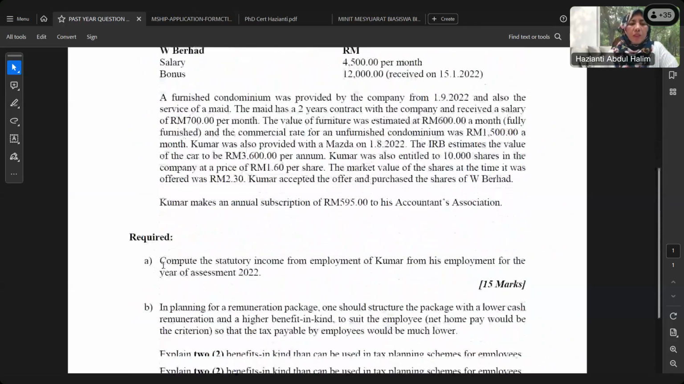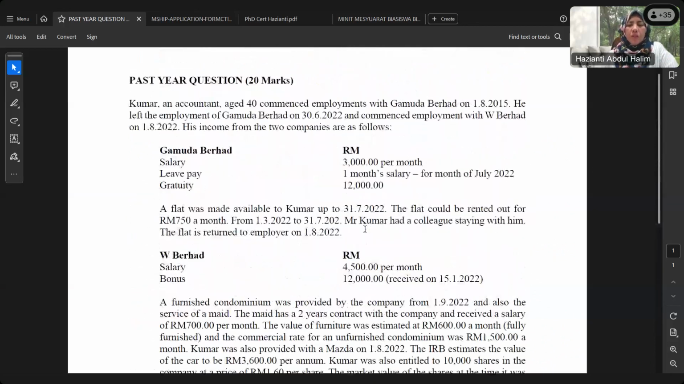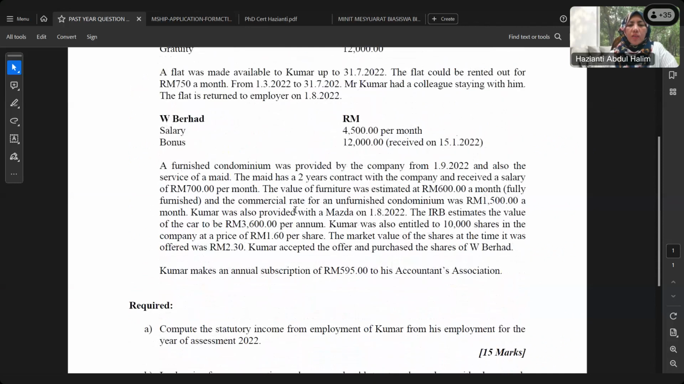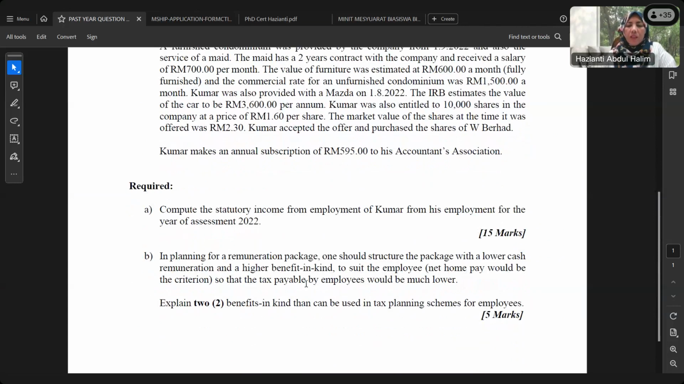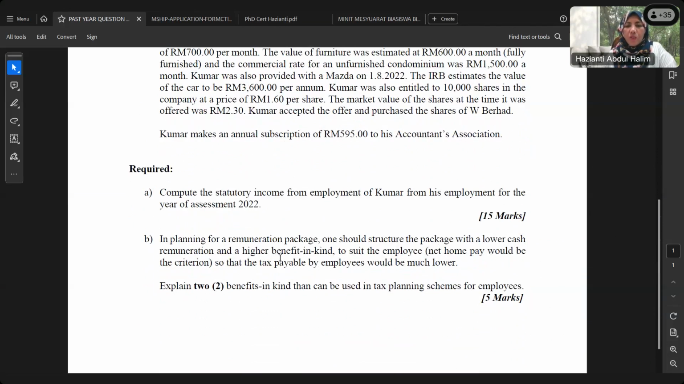So ada A and B. So you are given stories dekat sini. You are required to compute the statutory income from employment of Kumar from his employment for the year of assessment 2022, 15 marks. And yang ni biasanya macam tu lah. Sebab yang kira-kira you all memang tip-top ni kira kan. Tapi bila kita bagi soalan teori walaupun markah 5 kan, dia dah ke laut dah jawab.